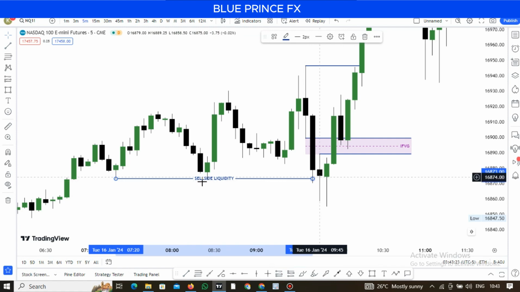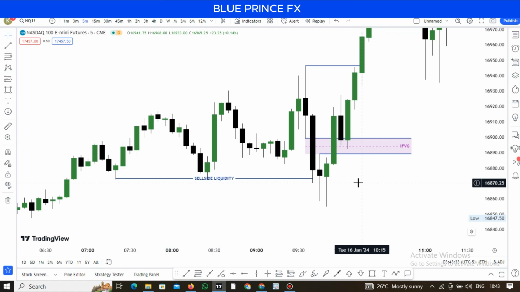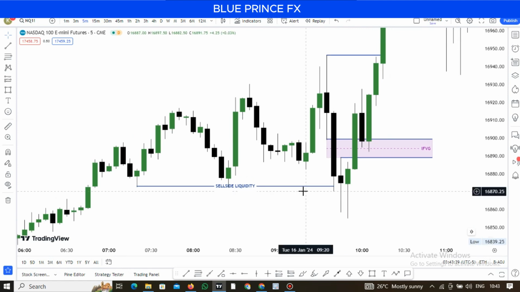So it's showing us that it's taking only the liquidity before. That's the first requirement. Liquidity must be taken out of the market. And in this instance, we're talking about sell side liquidity. The second requirement is the market has to trade into some form of a PD array.